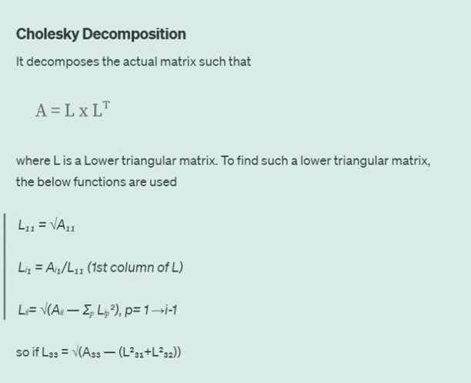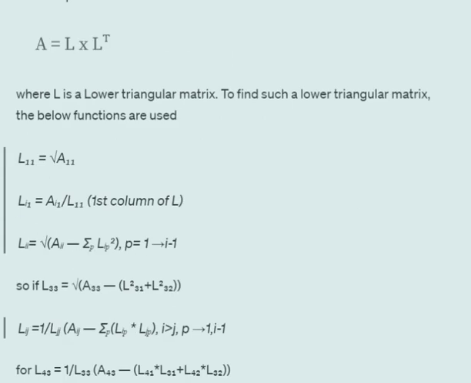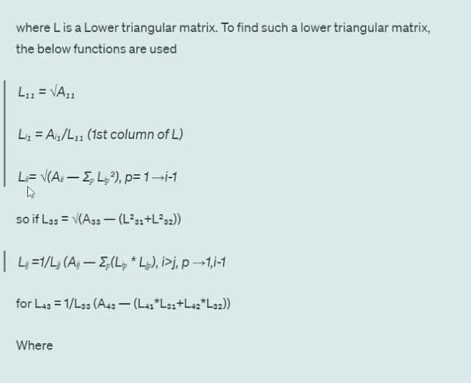The first element of the lower triangular matrix would be filled using the square root of the first element of A. The first column of the lower triangular matrix would be filled using this formula: a_i1, that is the first column of A, divided by the first element of L that we calculated using the above formula. It's completely formula driven, you don't need to apply any logic. The third step is to fill in the diagonal elements.